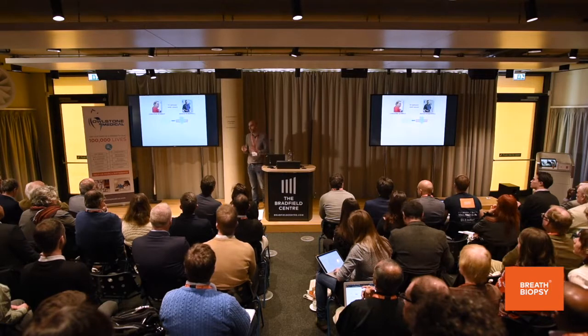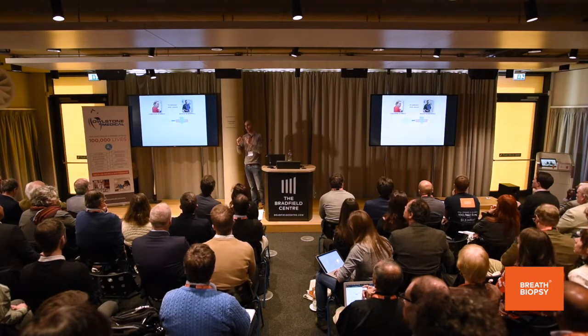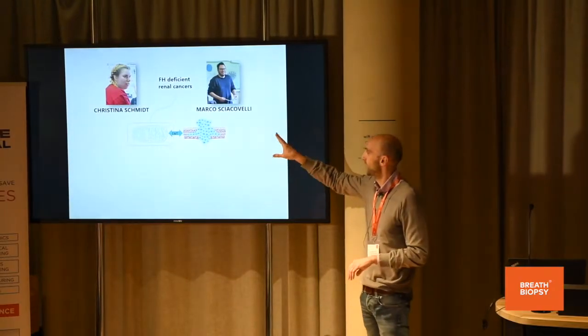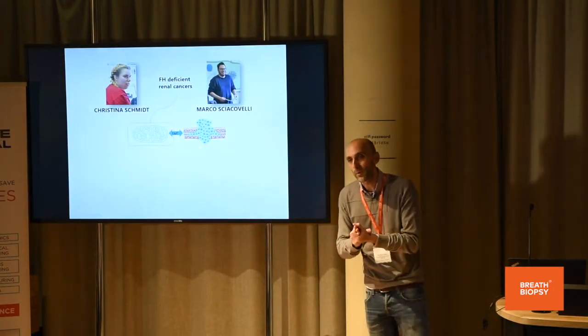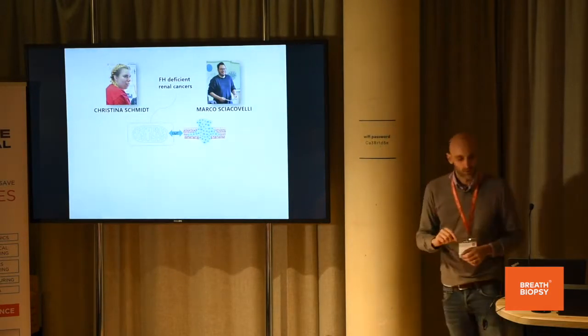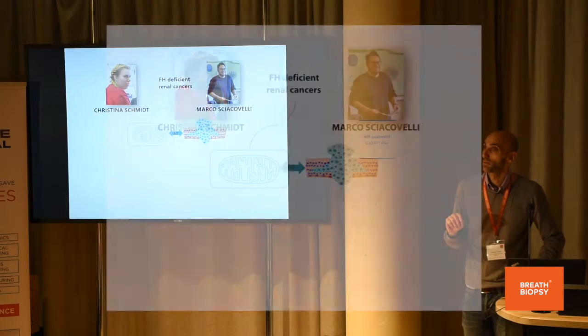But here we have an example where a genuine mitochondrial dysfunction can cause cancer. And this is a model that I'm going to describe very briefly. This is loss of fumarate hydratase. That is the cause of a very specific form of renal cancer.